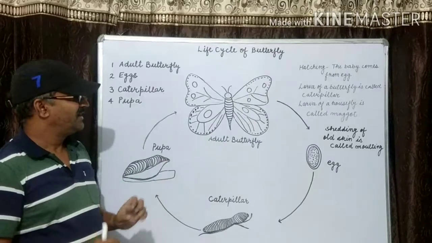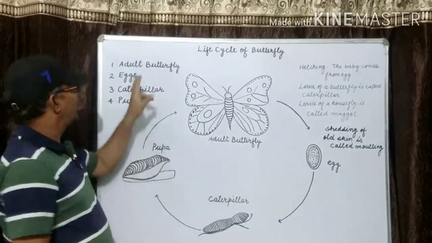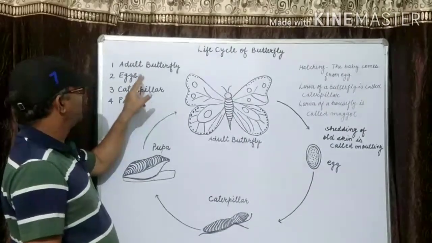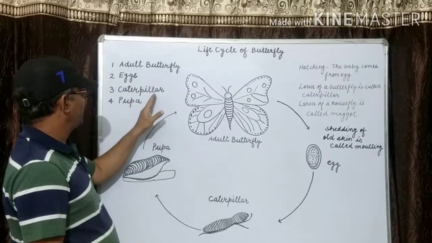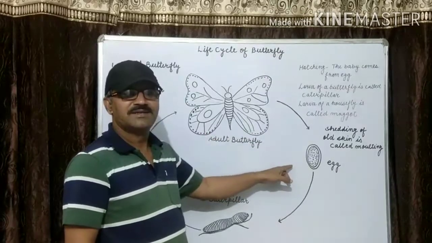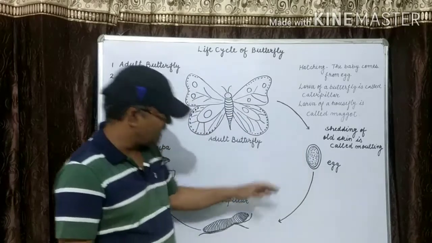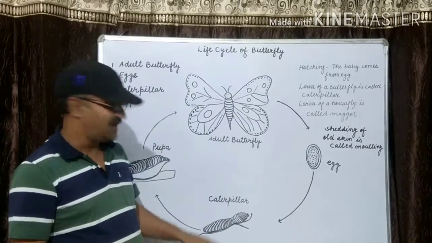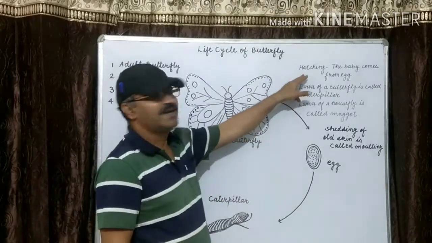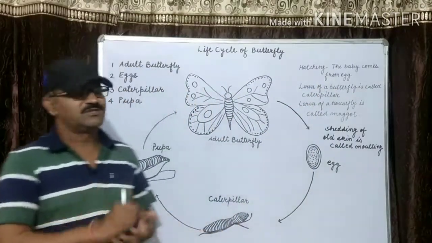Everything is clear? Now, one thing, how many stages does a butterfly have? There are four stages. Number one, adult butterfly, egg, third is caterpillar, fourth is pupa. Here, it lays eggs on the leaves and these eggs hatch out and caterpillar comes out from the eggs. This process is known as hatching. What is hatching? The baby comes from the eggs. This process is known as hatching.